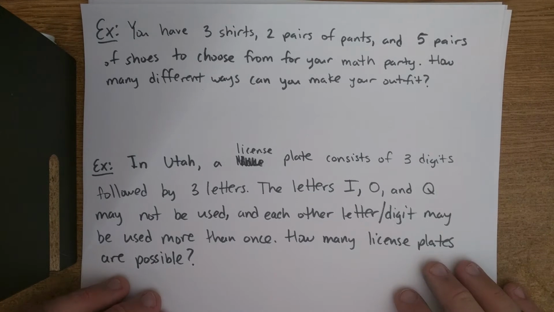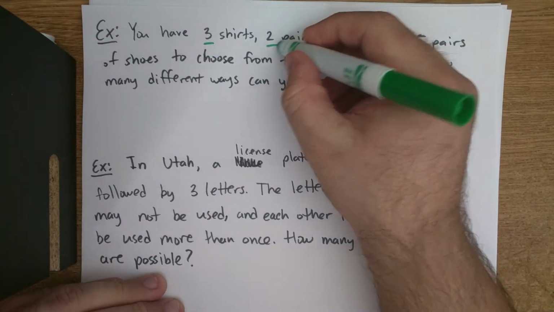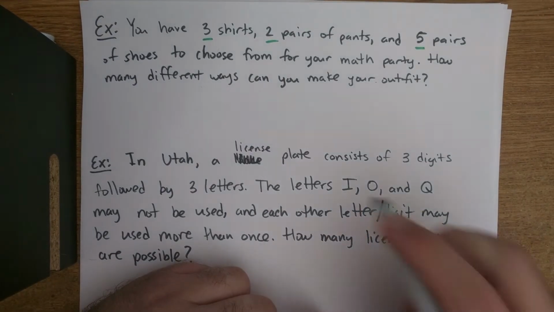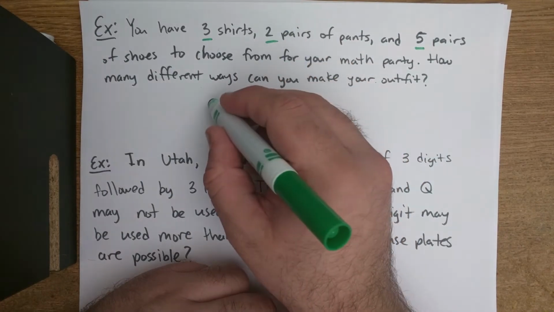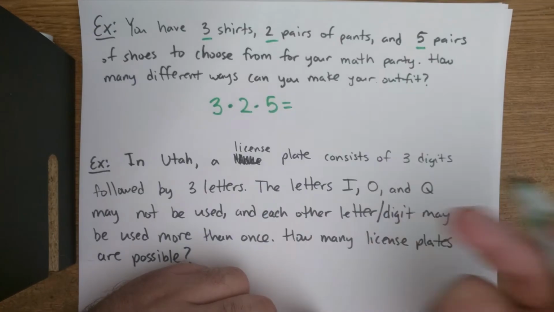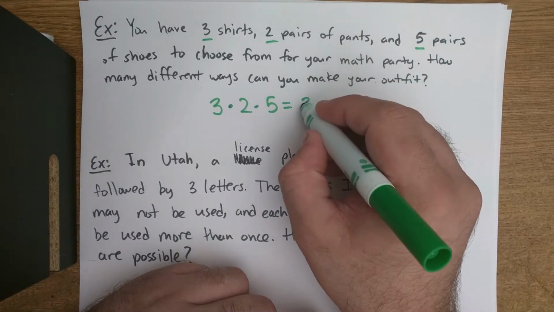So, for example, you have 3 shirts, 2 pairs of pants, and 5 pairs of shoes to choose from for your math party. How many different ways can you make your outfit? So, what we do is we recognize that, well, you have 3 shirts, you have 2 pairs of pants, and you have 5 pairs of shoes. So, what do we do? You just take 3 times 2 times 5. Multiply them, and that's your answer. 3 times 2 is 6. 6 times 5 is 30.